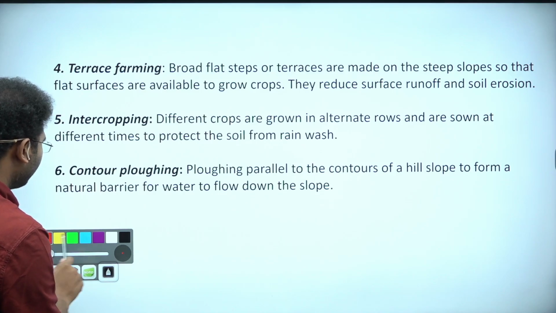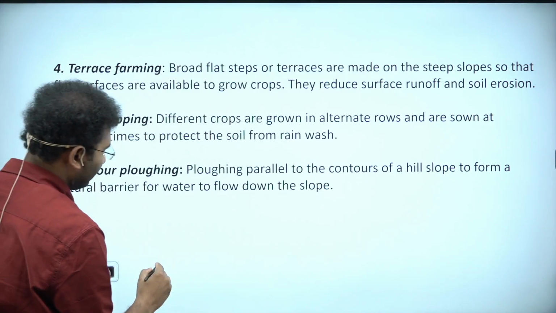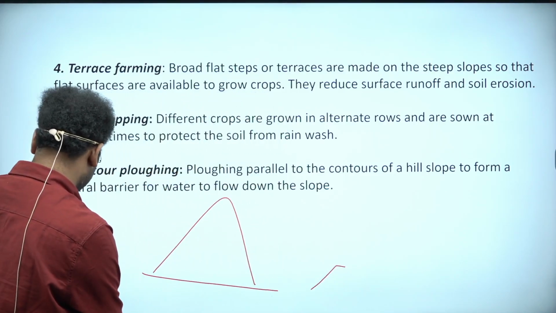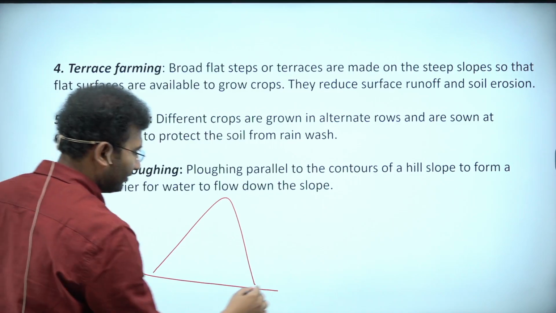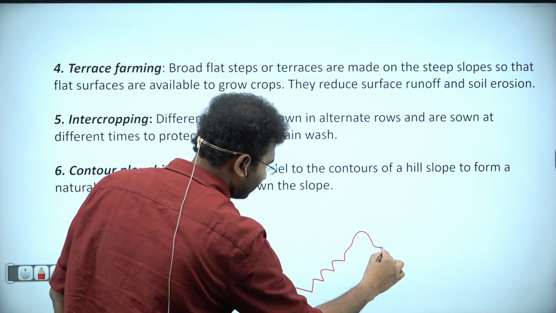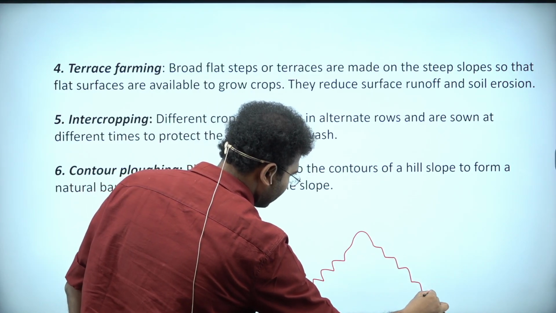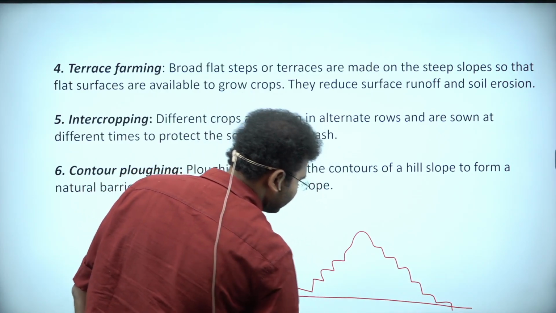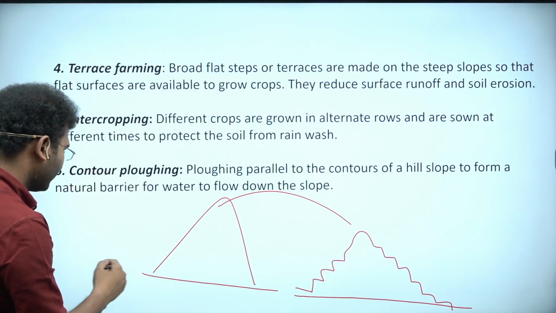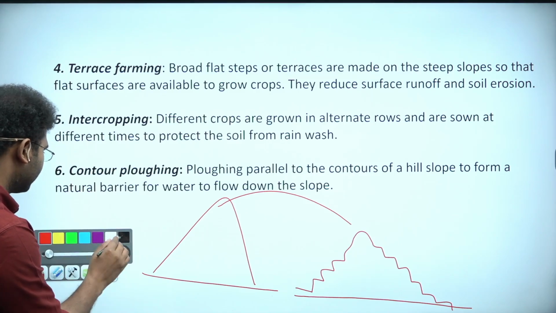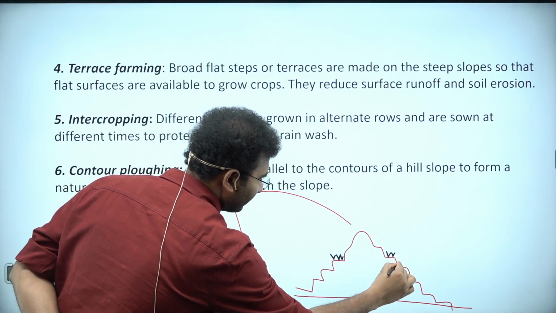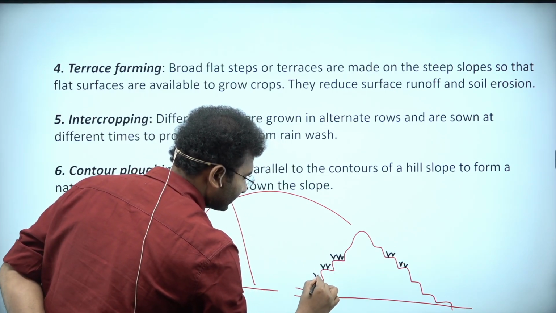The difference between contour bunding and terrace farming, let me tell you. See here, if this is a mountain, you have converted this mountain into this, and you started to do agriculture. If you're farming here in this area, this is called terrace farming, right? This is called terrace farming.